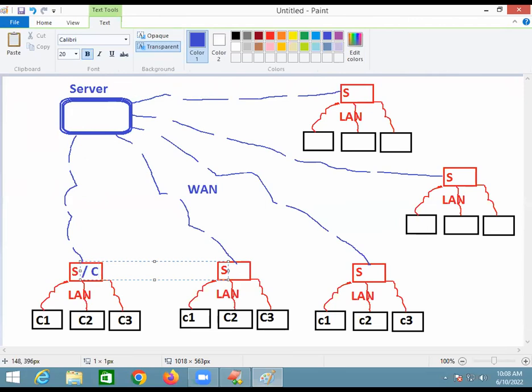How, sir? From the blue color box's point of view, the red systems are clients. From the black color boxes' point of view, the red systems are servers. A red color box plays two duties, one client role and one server role. How is it possible for one system to play two roles, sir? The best example is me, sir.